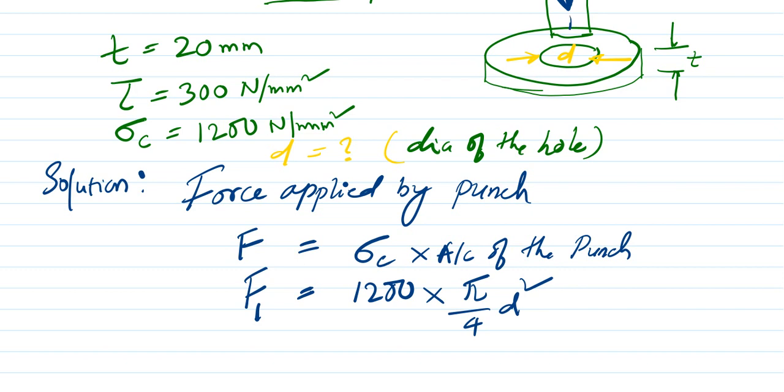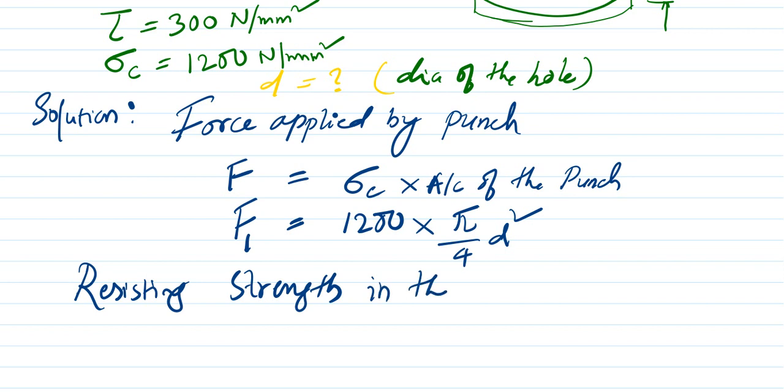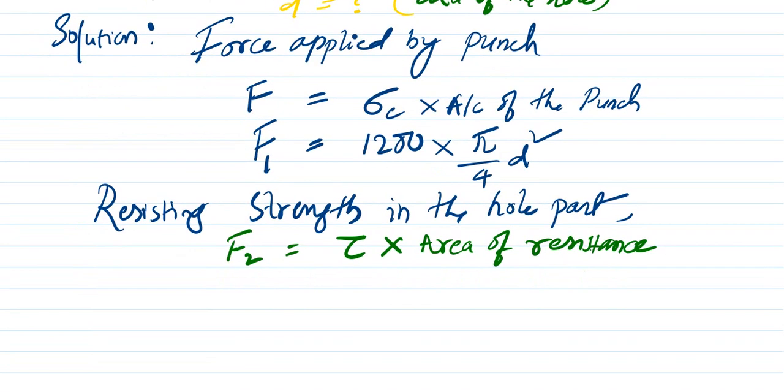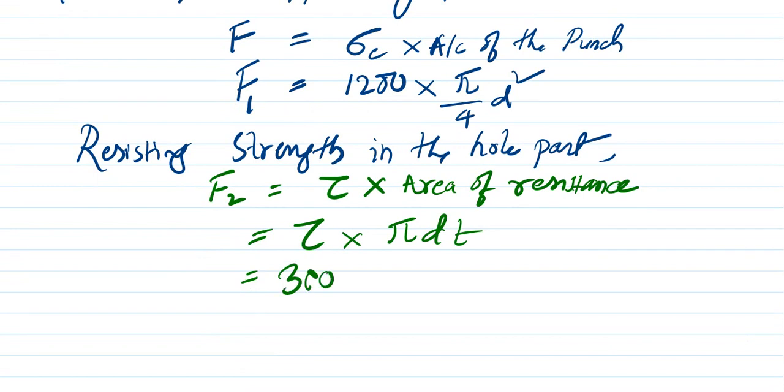Now, what is the resisting strength in the hole part? Second one, the resisting strength in the hole part, that is F2, is equal to the shear stress into the area of resistance. Tau into the area of resistance, which is pi d t. The shear stress is given, tau is equal to 300, into pi d t, where t is given as 20, the plate thickness. So this is F2.